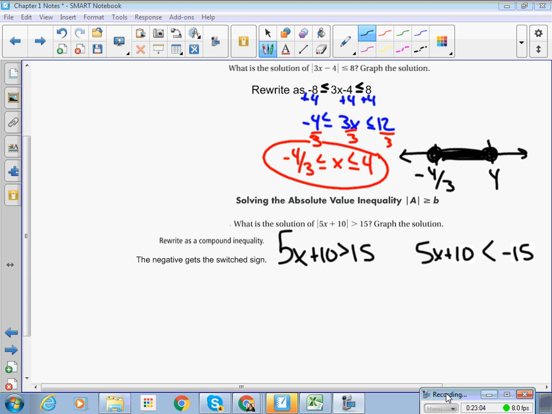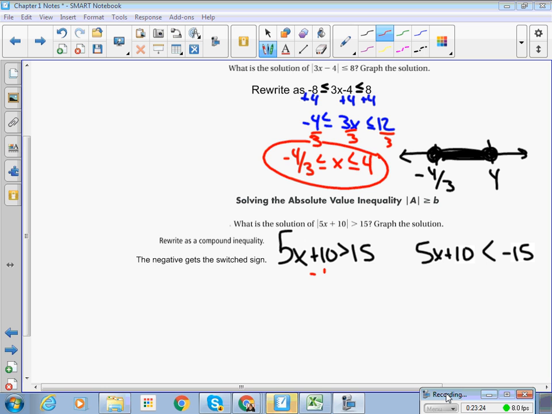So the difference between this one and the one we did before is our sign. This is a greater than, and the one before was a less than. So in the situation where you have a less than, you do it like this. In a situation where you have a greater than, you split it into the two.